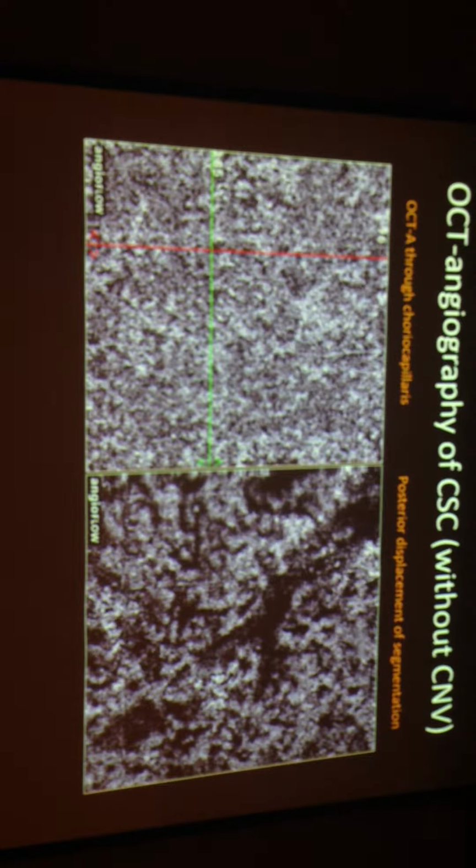Okay, and then you can do OCT angiography of CSC, and those without neovascularization, you will see no network is evident, but if you displace the segmentation posteriorly, you can start to see the pachyvessels appear.